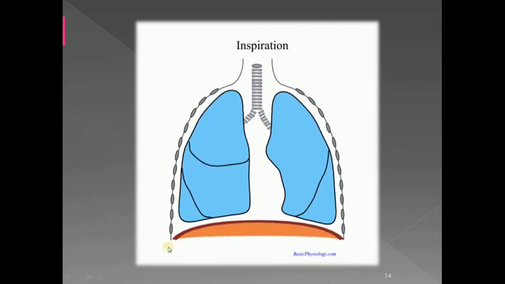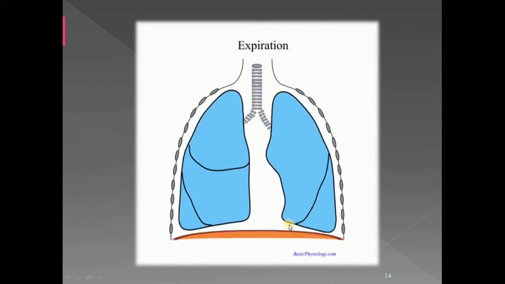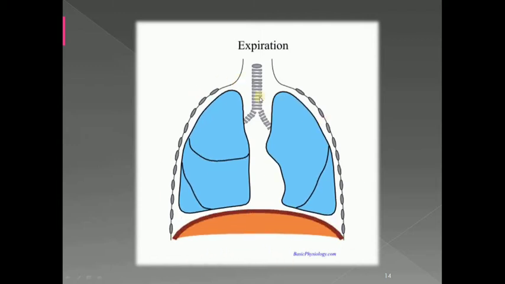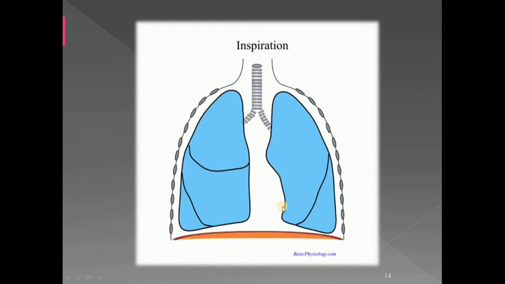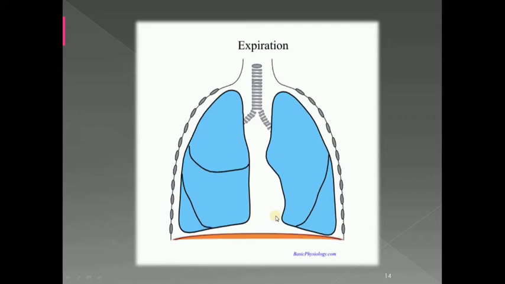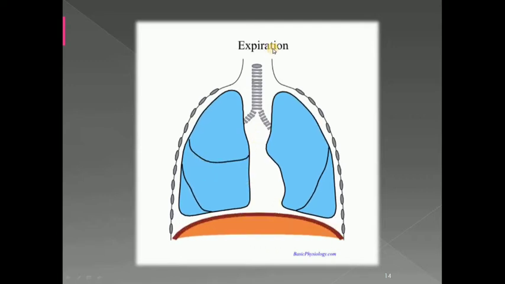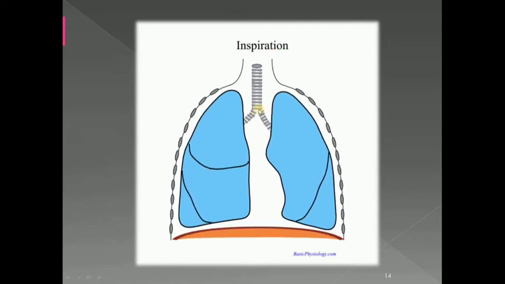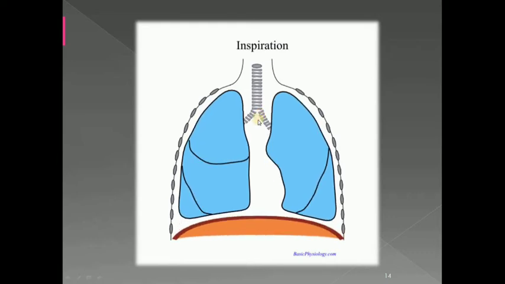During inspiration, contraction of the diaphragm occurs, which increases the volume of our thoracic cavity, and the air moves in. And during expiration, relaxation of the diaphragm occurs, so the air moves out due to the elastic recoiling of the alveoli. I hope you understand well.